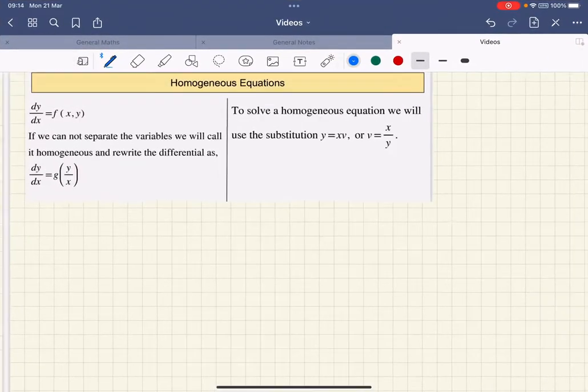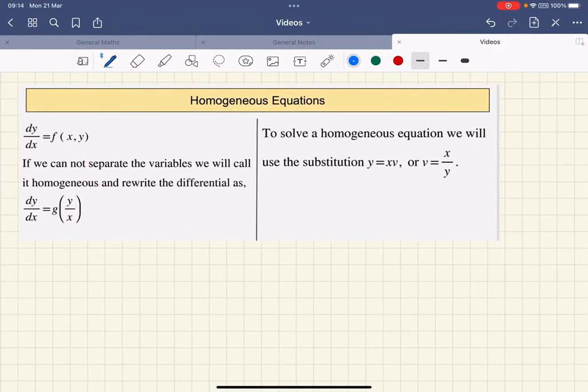Going to look at homogeneous equations in this video. Now, a homogeneous equation has to be one where we have it as dy by dx equals a function of y over x. Always we're going to use this substitution.